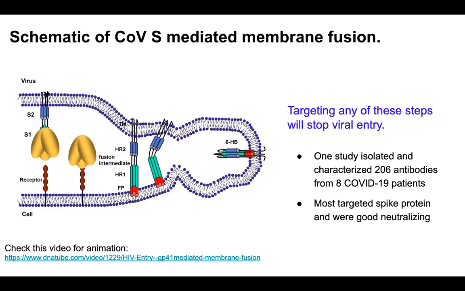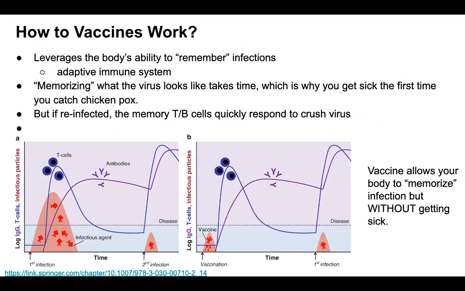So the virus basically uses the spike protein to fuse its double lipid bilayer with the cells, and that's how it basically injects its RNA. And there has been a study done where they isolated antibodies from recovered patients, and most of them were targeting the spike protein. We're pretty good at neutralizing.